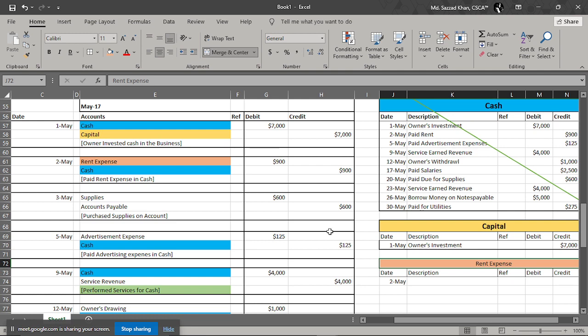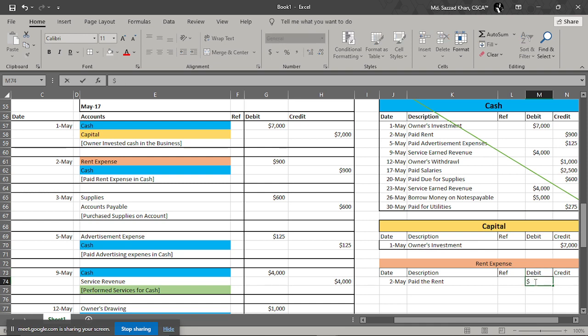What happened on the 2nd of May? Rent expense. Description: Paid the rent. Right? How did it affect the debit and credit? We can see rent expense was debited, by how much? 900. Right. So we are done with this.